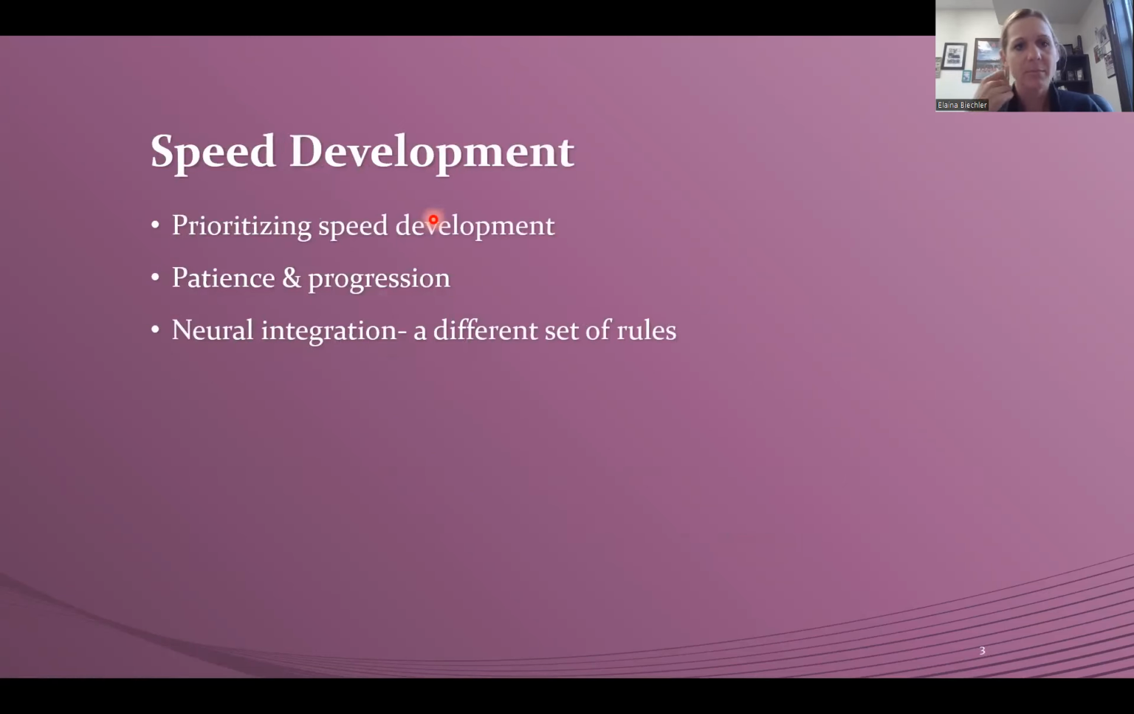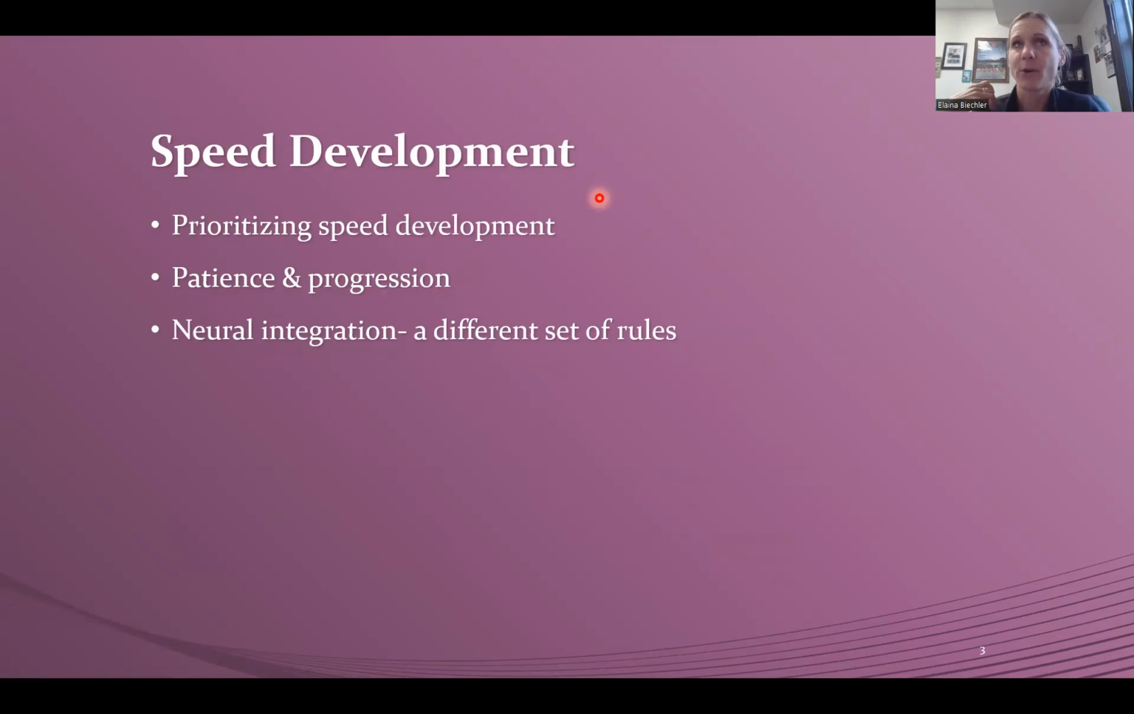So we think about speed development. How do we prioritize this? It's really important if we want to work on true speed, max velocity types of things, to have patience and progression. Okay. So this component of fitness must be a priority in order to actually see improvements occur. So what I mean by that is you can't rush this, and you have to be very diligent about quality repetitions in order to truly develop speed.